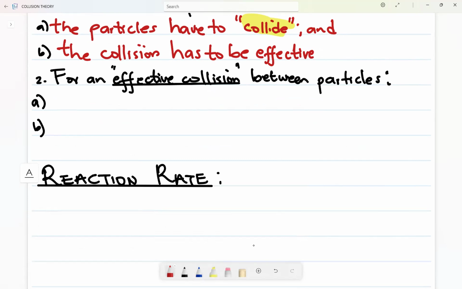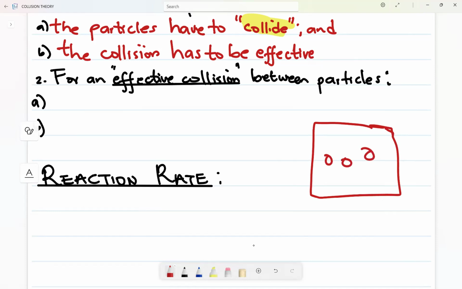If particles, as I've drawn them before, are like those, we need them to collide, right? But for them to move from this stationary point, they need to have enough kinetic energy, the moving energy that will move them towards one another.